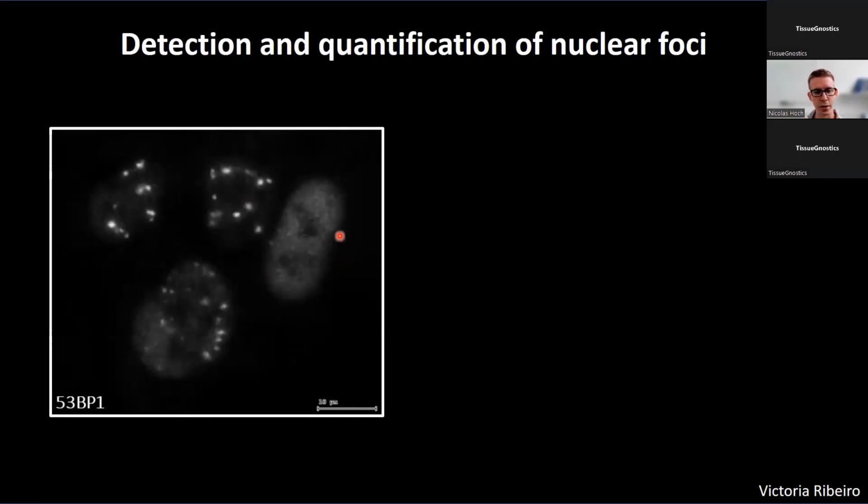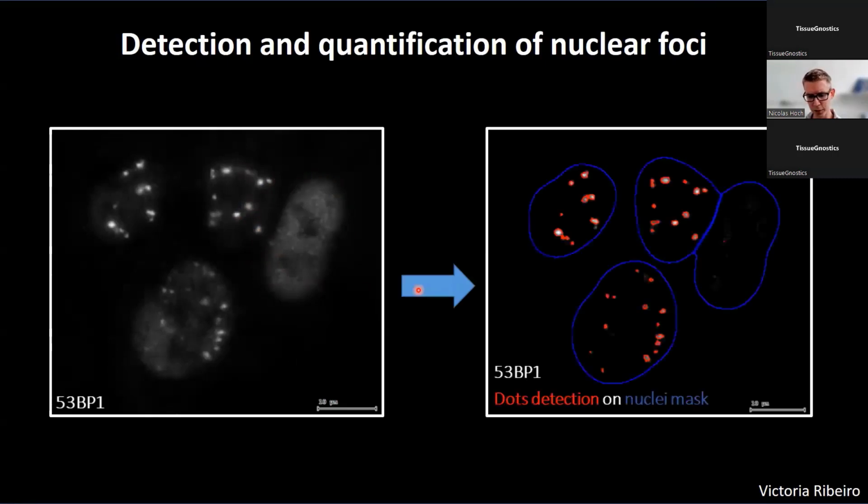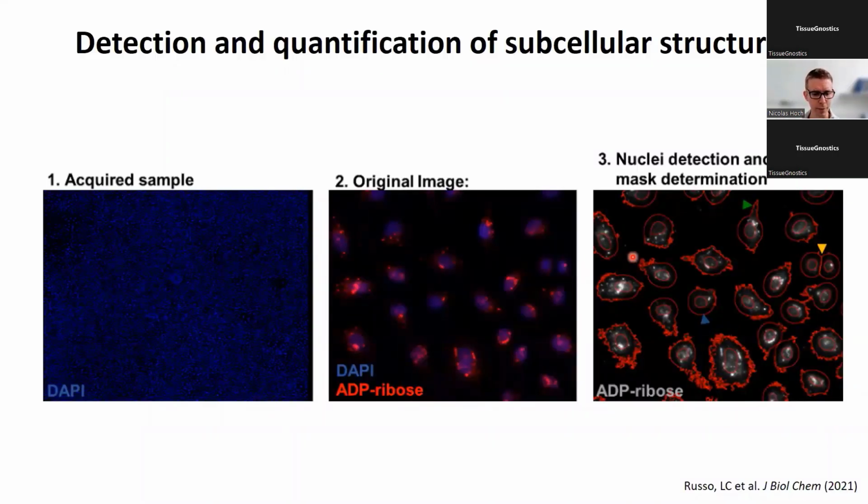For that, we need to detect the nuclei, but we then also have to detect these individual foci. Using a similar strategy to what I showed you before, you can determine the nuclear boundaries for each of these nuclei, and you can also detect where these foci are. Then, based on that, extract the number of foci per nucleus, or the total signal intensity contained within these foci for each of these nuclei, and then extract biological information from that.